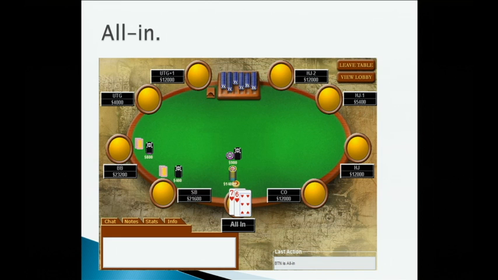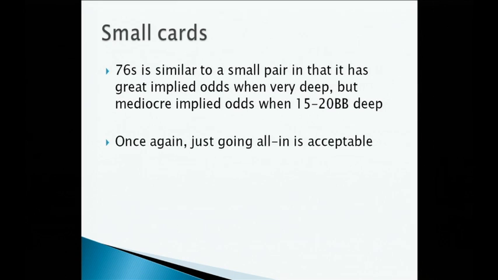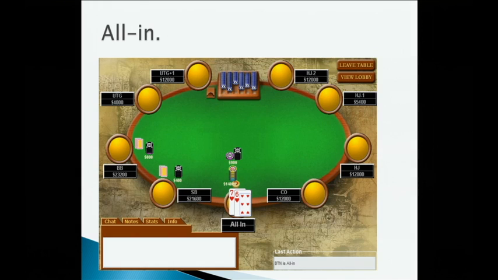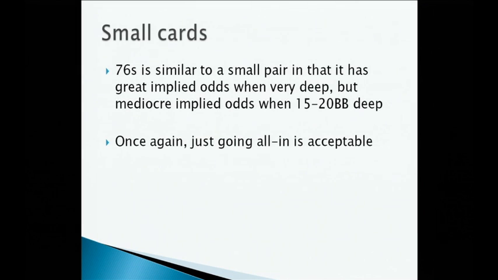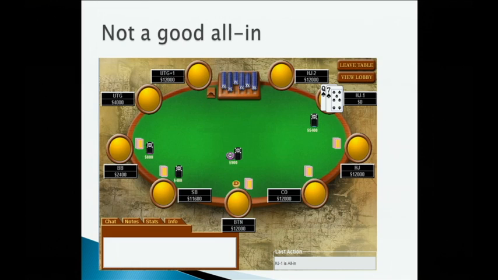Yeah, with 7-6 suited, I think it's also okay. This is a similar story to pocket deuces. 7-6 suited has great implied odds when you're like 100 bets deep, and making straights and flushes is very relevant. But when you're only 20 bets deep and you're just trying to make a big pair, essentially, small cards just aren't good at making big pairs. So once again, going all in is acceptable.